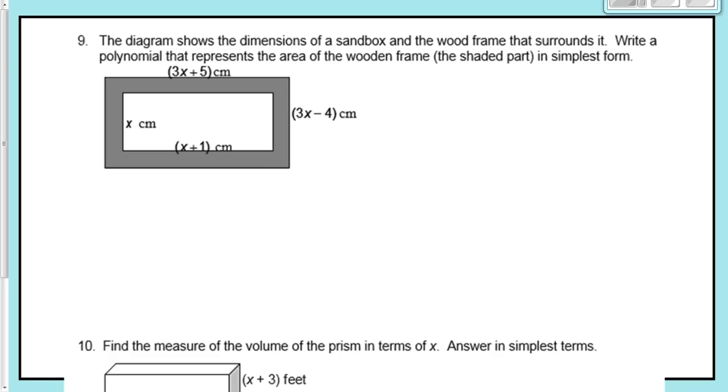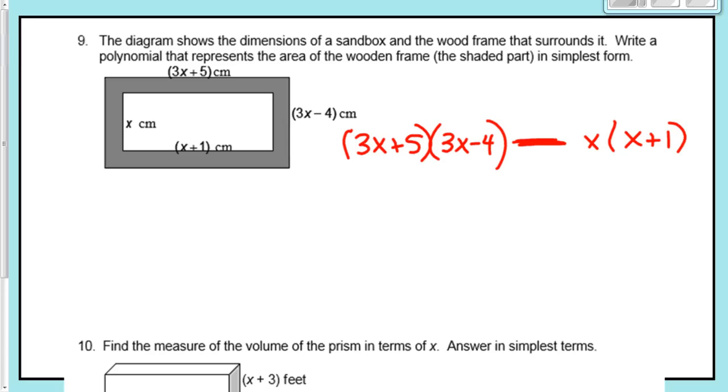Alrighty, number 9. And then 10, I think we're done. Yeah, all right. So the diagram shows the dimensions of a sandbox. Write a polynomial that represents the area of the wooden frame. So that's the shaded part. So very similar to the one we did yesterday, we're going to look at the shaded region by subtracting the total minus the white region, the part that's not shaded. So the big rectangle is going to be 3x plus 5 times 3x minus 4. And I'm going to subtract x times x plus 1.